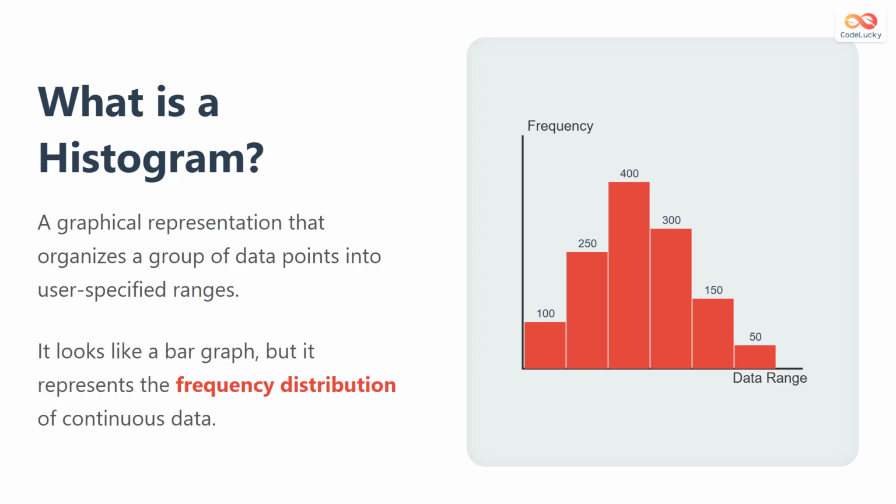So, what exactly is a histogram? It is a graphical representation that organizes continuous data points into user-specified ranges. While it might look like a simple bar graph, it serves a specific purpose. It shows the frequency distribution. That means it tells us how often data falls into certain ranges.